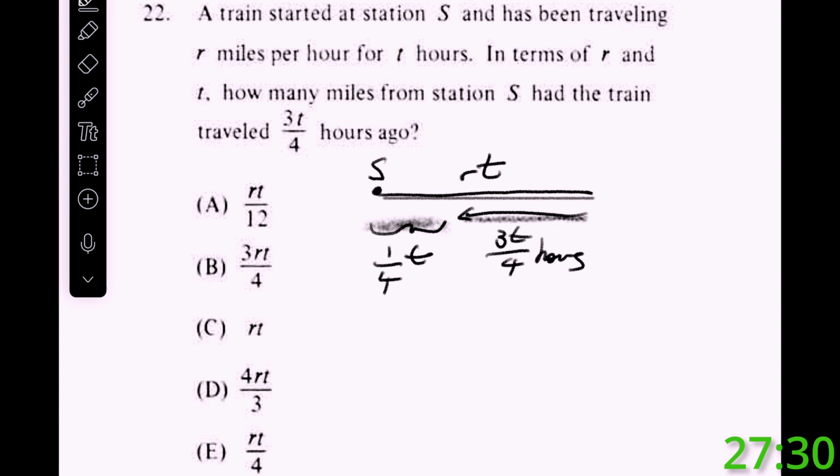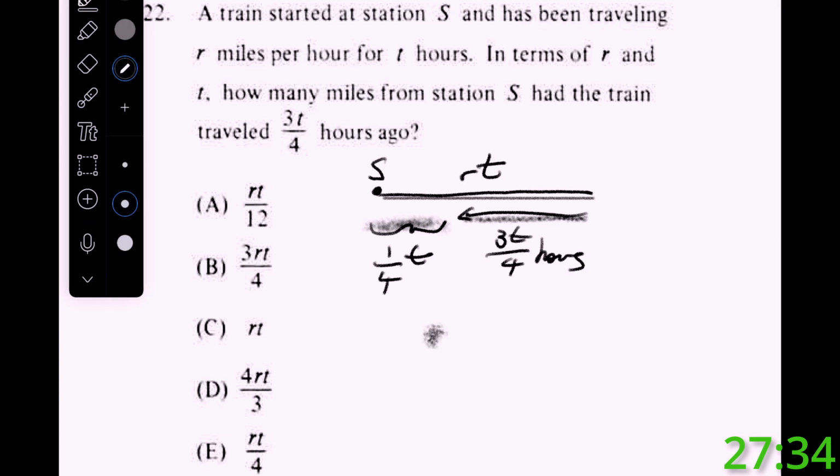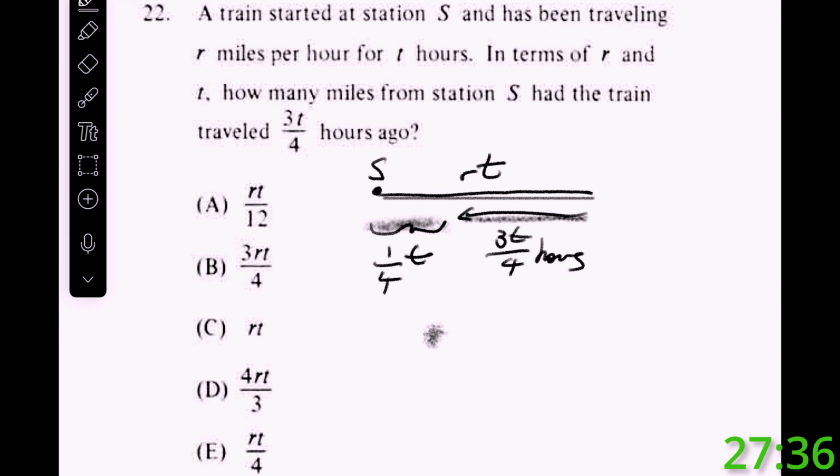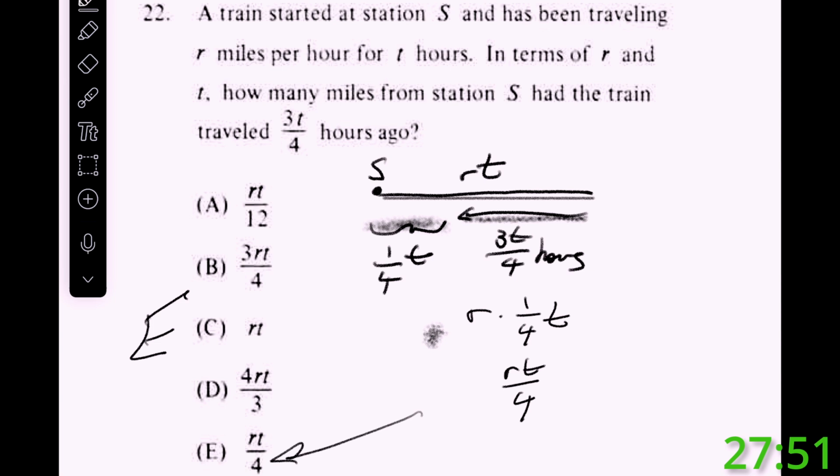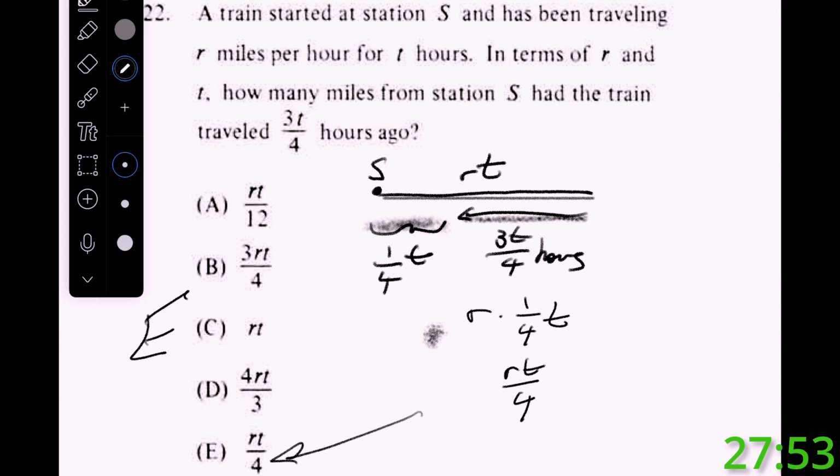and r is the rate, then r times 1/4 t will be the distance that's traveled. R times 1/4 t is RT over 4. So I see that right there. So let's go with E as my answer. Yeah, E is my answer. Yeah, that's the ticket.